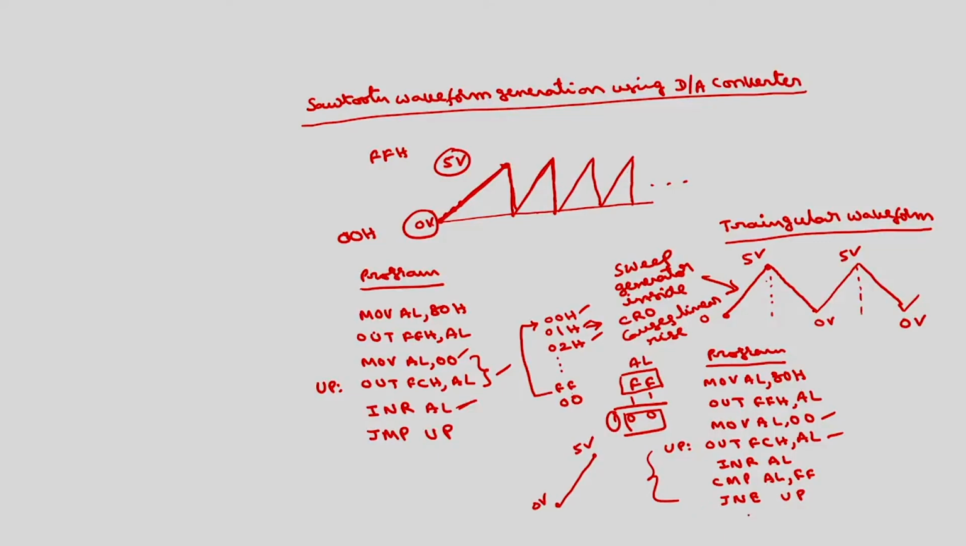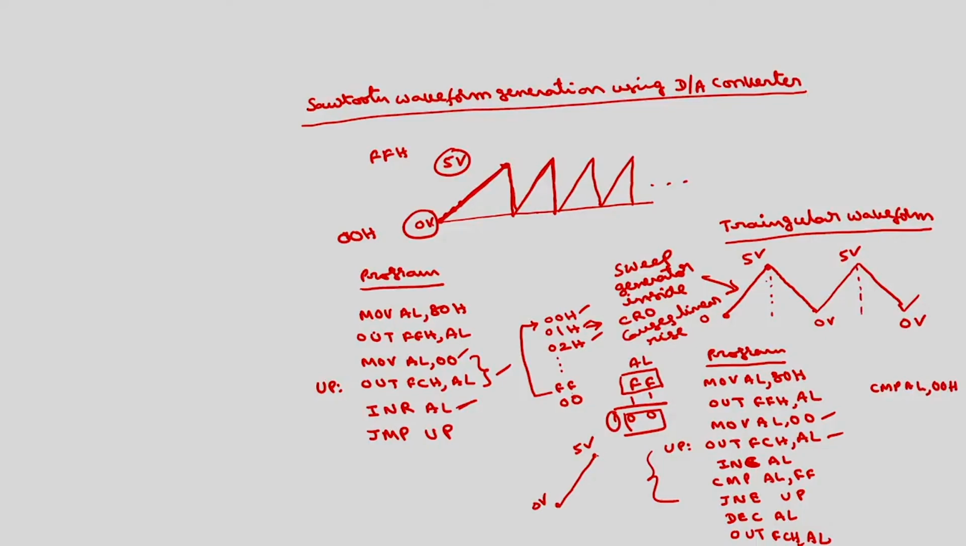Once it comes out of the loop, it means AL is FF. After that we have to do the decrement operation. Okay. Here you have to write DEC, this is INC, DEC AL. So, FF becomes FE, then you have to output onto the same FCH. Then you have to compare AL with 00.